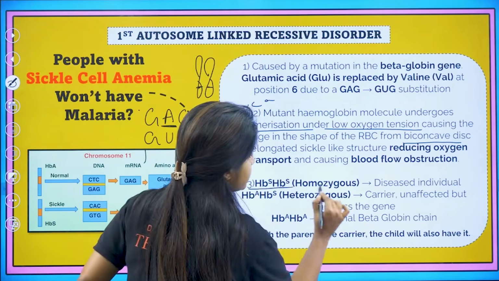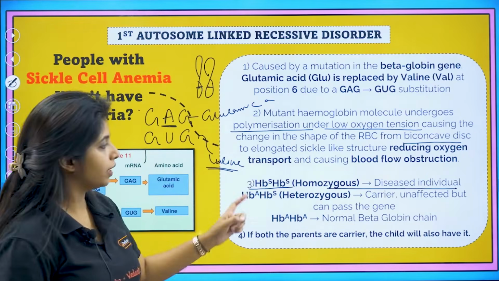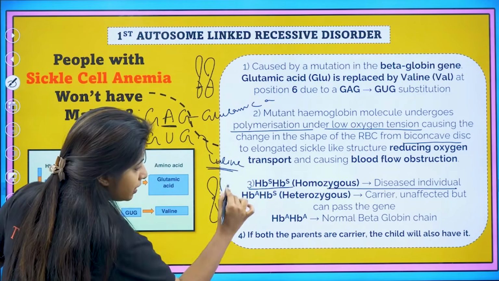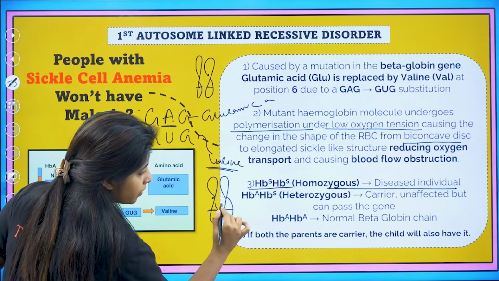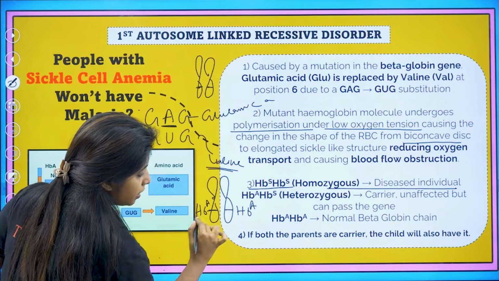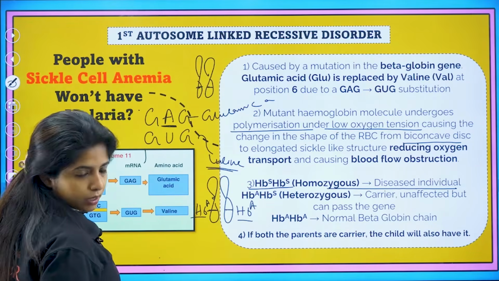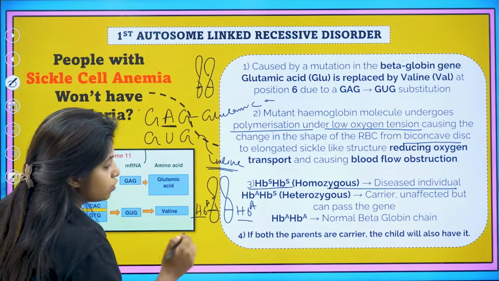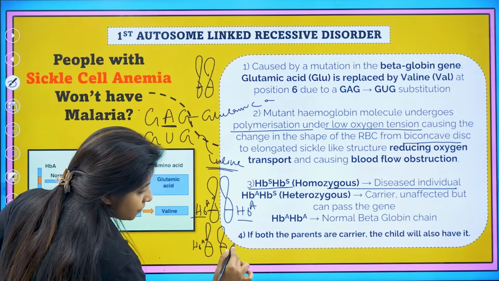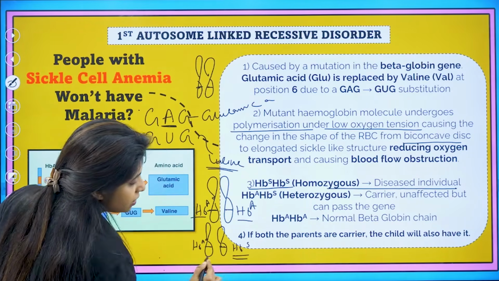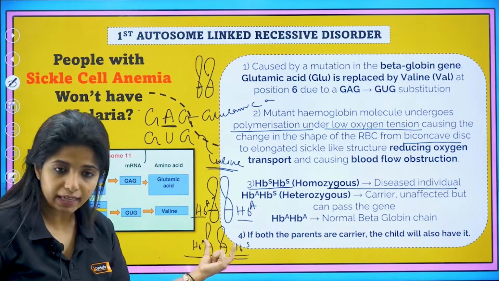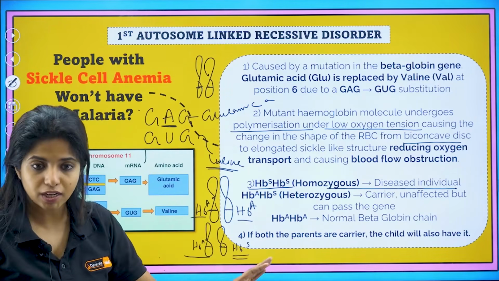Now, an HBS disease individual. One important thing that you need to remember is about the alleles. Suppose HBA is the normal allele, so the hemoglobin will be produced normal. Suppose one is HBA and the other is HBS. Here, this person is a carrier. This person has the mutant allele and can pass it to the next generation.